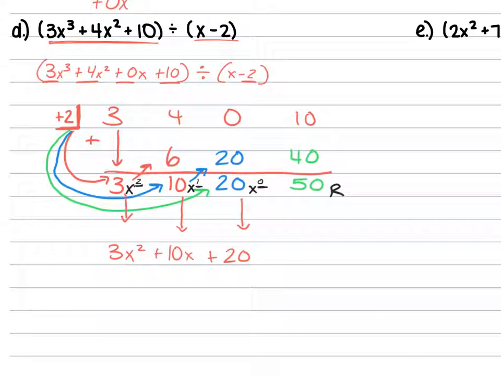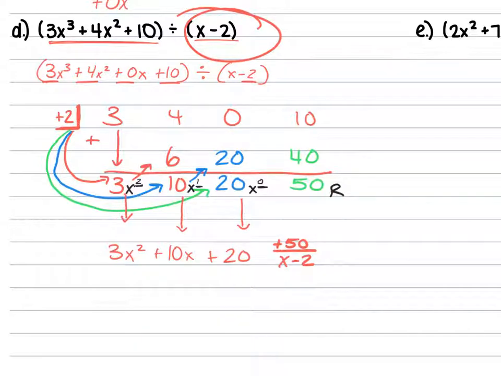Let me zoom out for a minute. How do I write that remainder? That's a positive 50 over x minus 2. Wait, why wouldn't you put the x after? Oh, wait, no. You can't simplify that? No. Be in the 2.